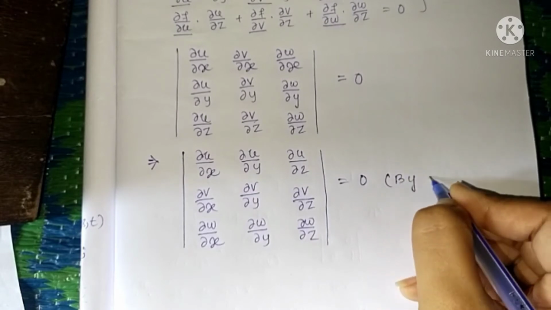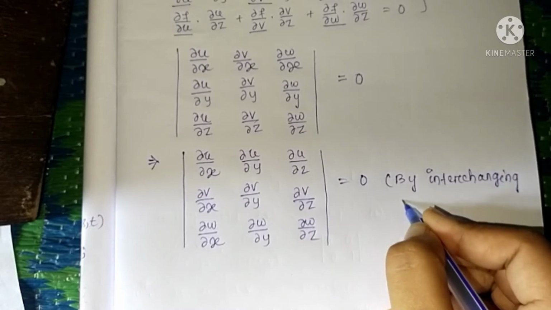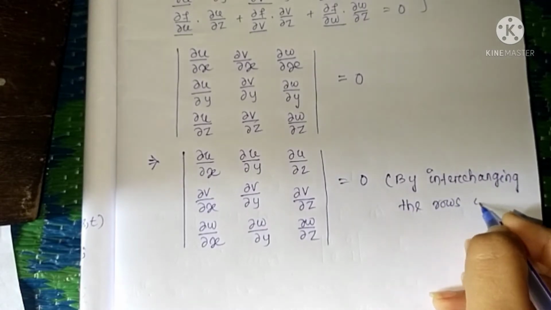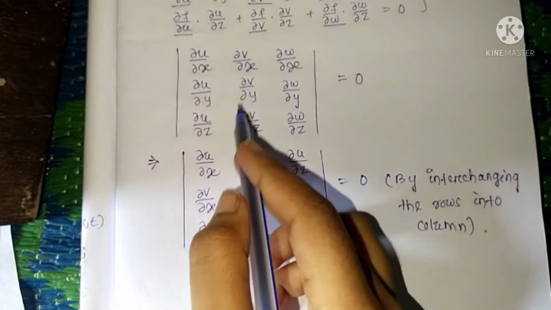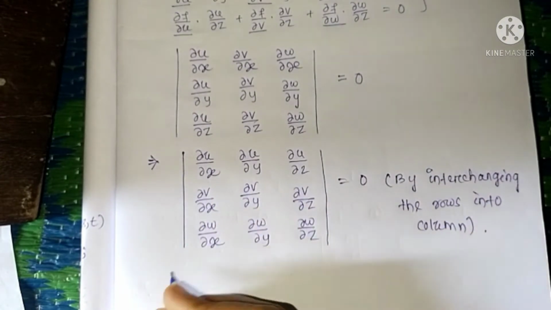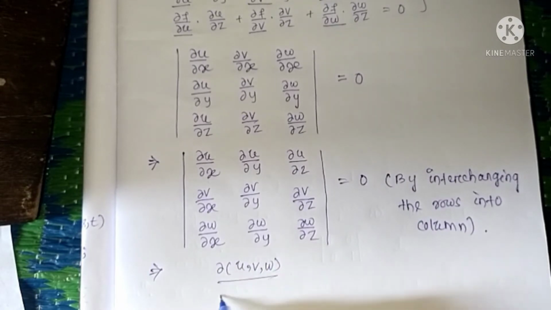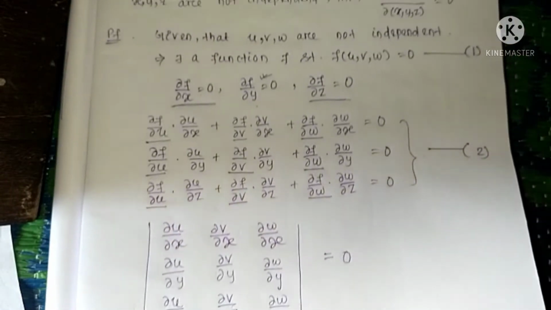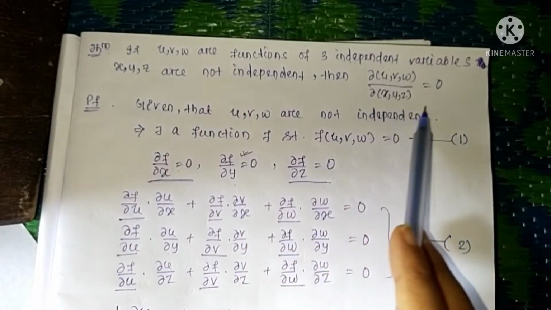By interchanging rows into columns, we get this determinant. So it is the Jacobian of del u, v, w with respect to del x, y, z, and that is equal to 0. Here we have del u, v, w by del x, y, z equal to 0, and so the theorem is proved. That much we can prove.